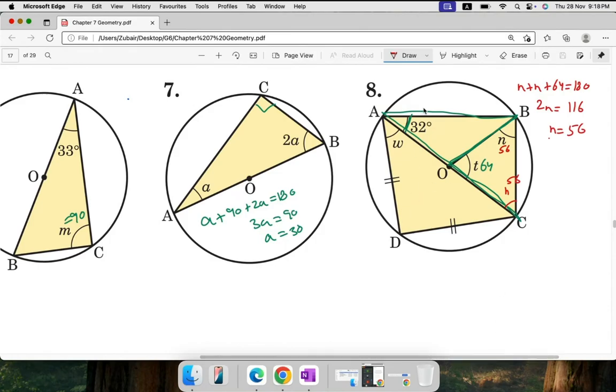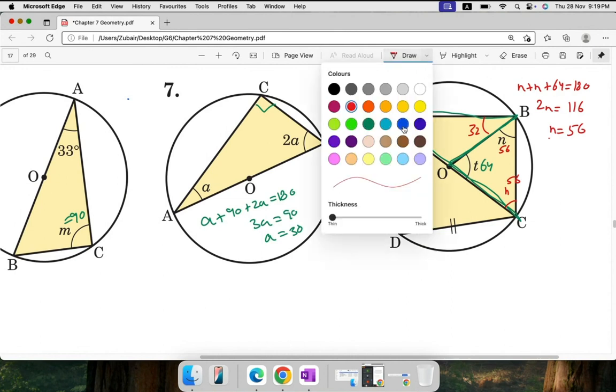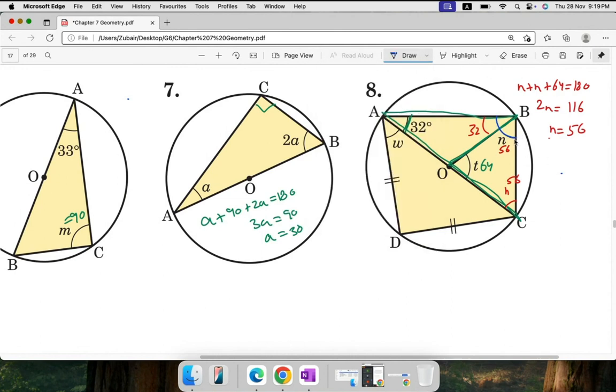Now for W. This is 32. I can write 32 here because these are also isosceles. OA and OB are radii. But if you just look at this, the complete angle is the sum of 56 and 32. That makes it 88. This complete angle at B is 88. So 180 minus 88 gives us the other angle, that's 92.